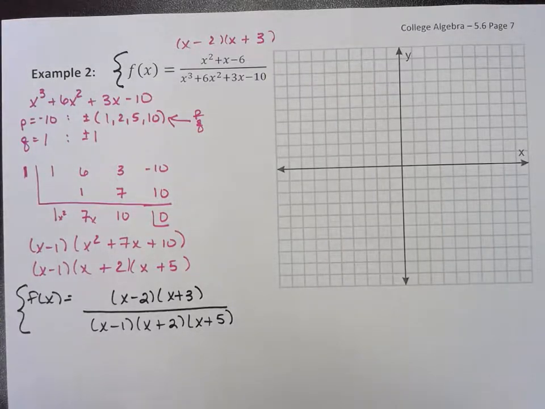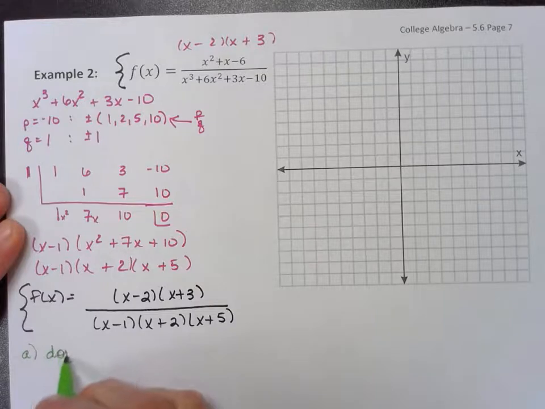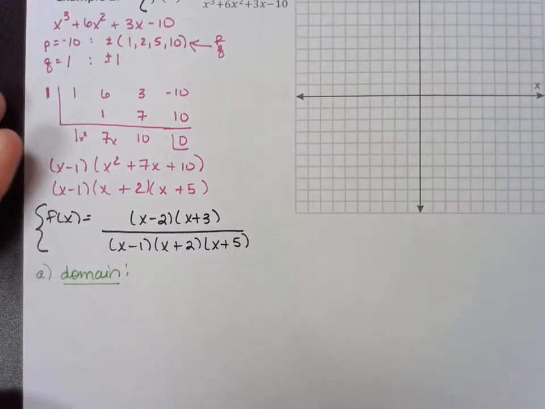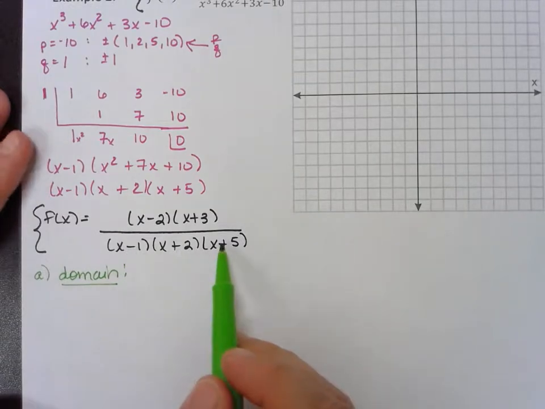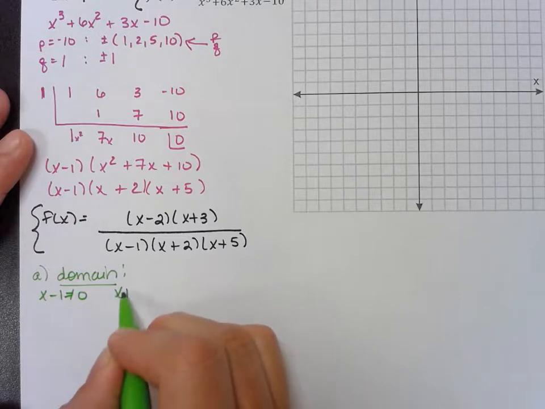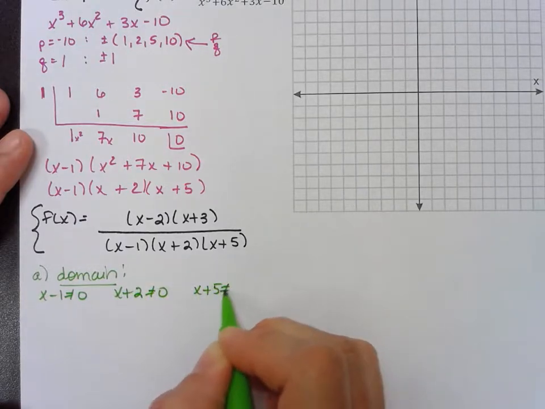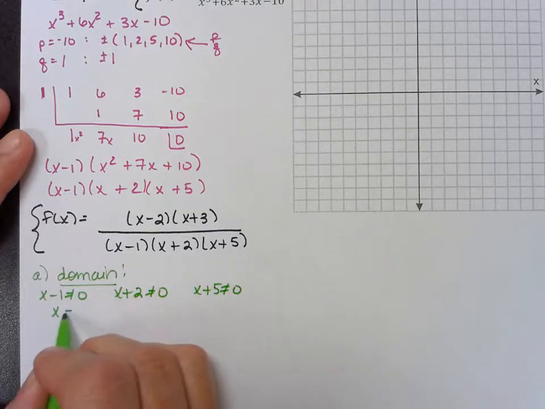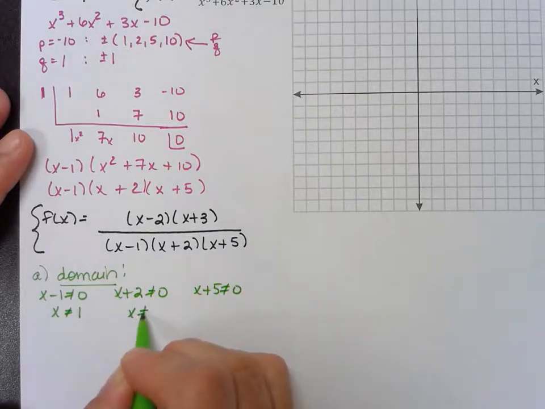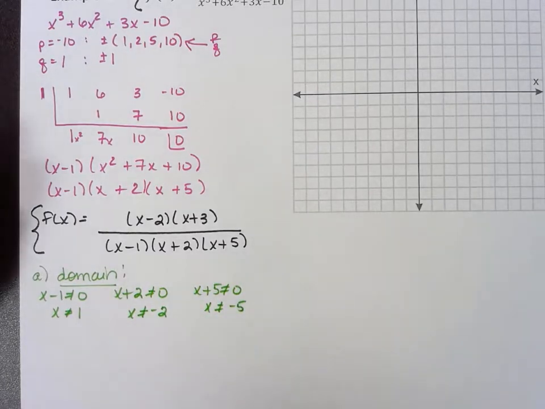The first question is, what's the domain? For the domain, it's where the denominator equals 0. So x minus 1 can't be 0, x plus 2 can't be 0, and x plus 5 can't be 0. So x can't be 1, x can't be -2, x can't be -5.